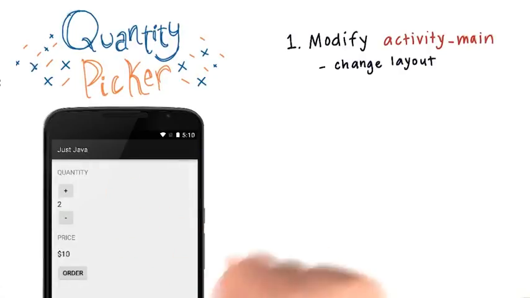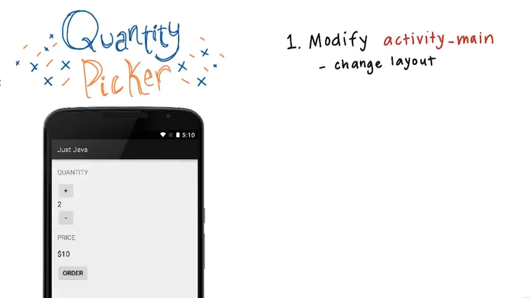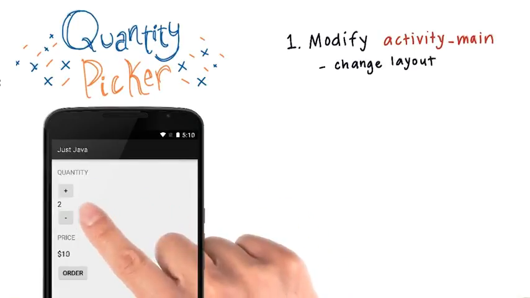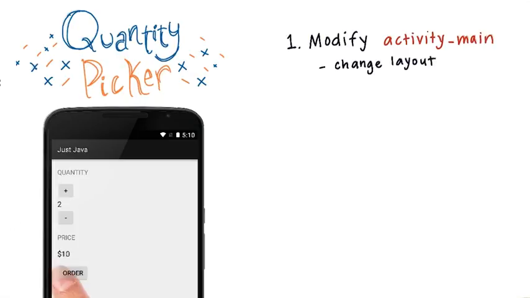First, build this layout by modifying the activity main layout XML file. You'll add the two buttons, and also please change the initial value of the quantity to be 2 and the initial price to be $10. You can make these changes in the XML as well. You can adjust to your local currency where applicable.